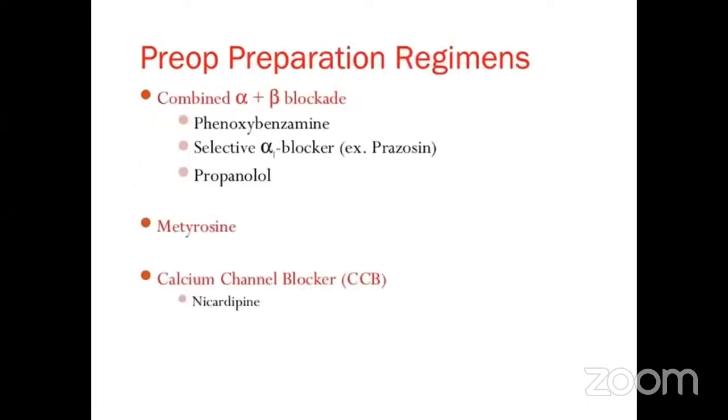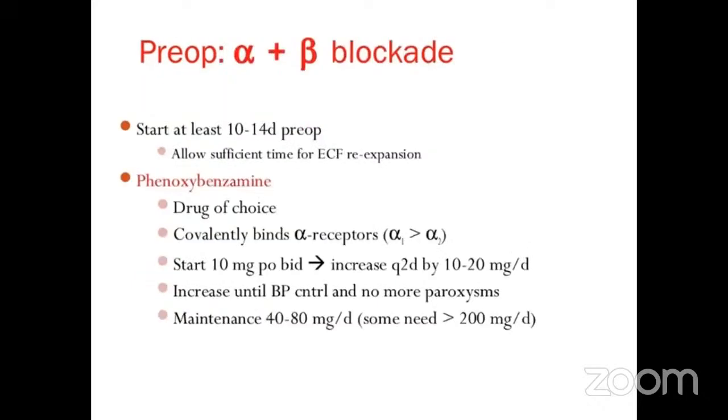And preoperatively, we have to start them on combined alpha plus beta blockade, or Metyrosine, or a calcium channel blocker to prevent the hypertension. Combined alpha plus beta blockade includes giving drugs like phenoxybenzamine or a selective alpha blocker like prazosin, or propranolol, Metyrosine, and a calcium channel blocker like nicardipine. We have to start at least 10 to 14 days before the surgery.